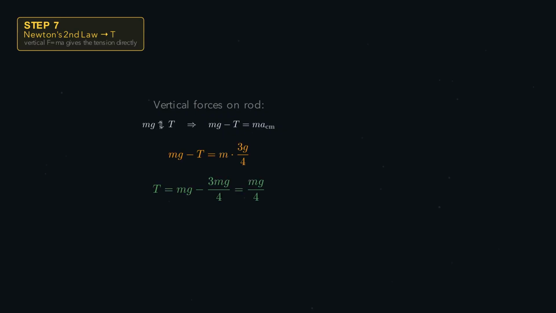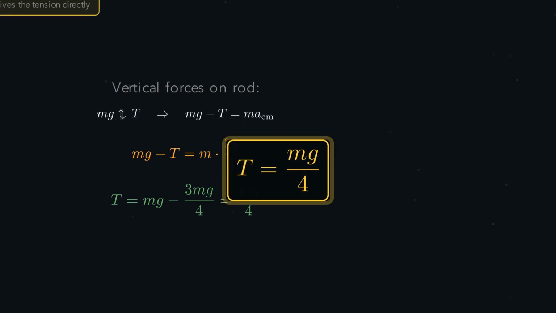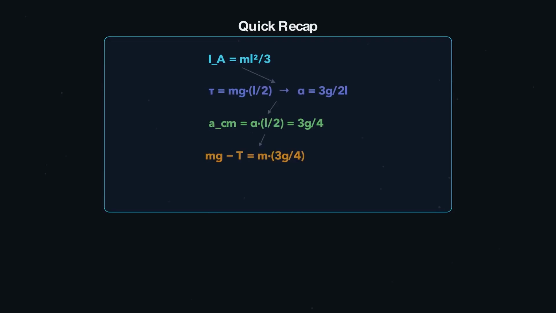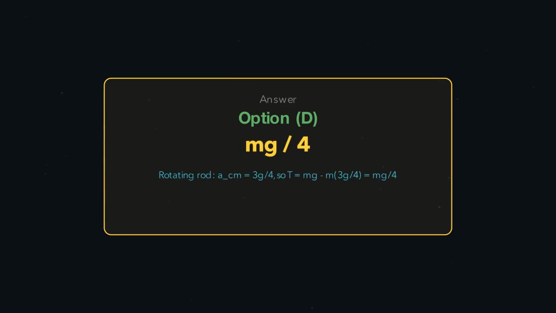Option 4 is correct. The key insight: because the rod rotates rather than falls freely, the center of mass only accelerates at 3/4 of g. The string only needs to supply the remaining quarter, mg/4.